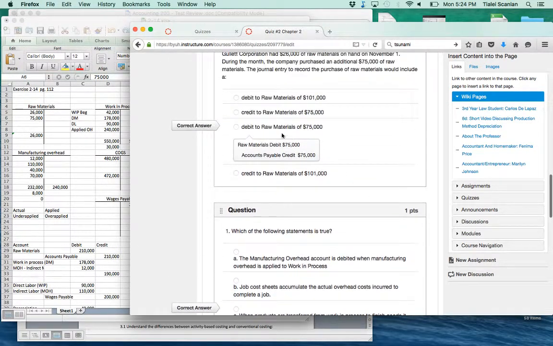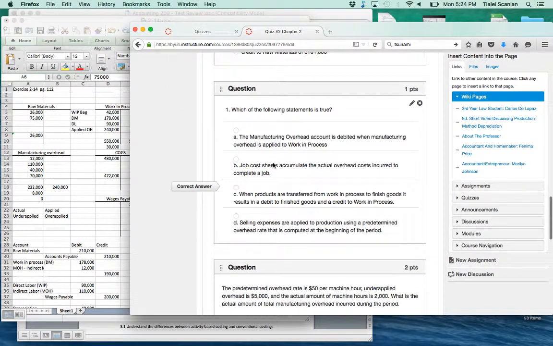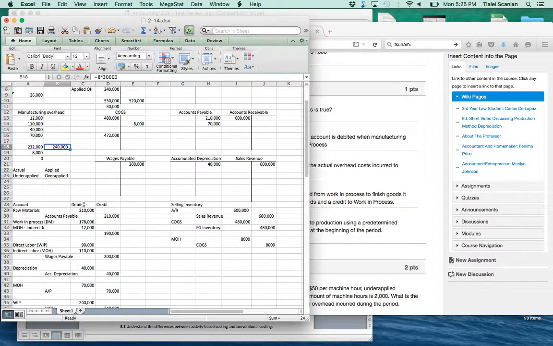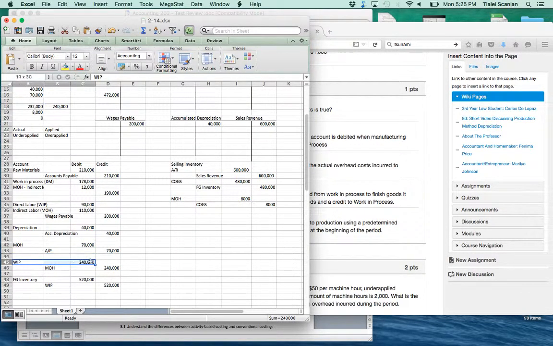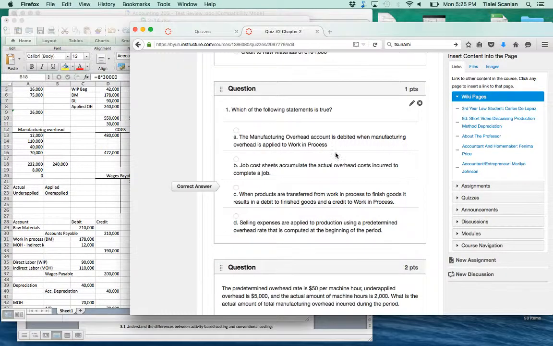So yep, right there as the question says, which of the following statements is true? The manufacturing overhead account is debited when manufacturing overhead is applied to work in process. So we know that when we apply this 240,000 from our previous example, it's a credit right here. So we're debiting work in process and we're crediting manufacturing overhead when we do that applied amount of overhead. So that's incorrect. It's not debited, it's credited.